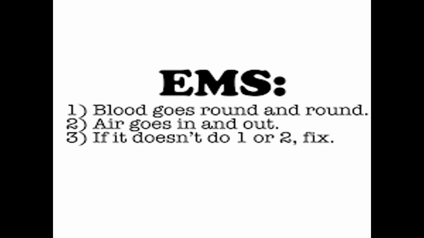So the biggest things to remember in EMS is that blood goes round and round, air goes in and out, and if it doesn't do one of those two things, we have to fix it. Okay. So if blood isn't going round and around, we fix it through either CPR or stopping whatever is bleeding. If air isn't going in and out, they either have a bad airway where we have to fix the airway itself, or they're not breathing and we have to breathe for them. So we have to do one of those 4 things to fix the person if air is not going in and out and blood is not going round and round.